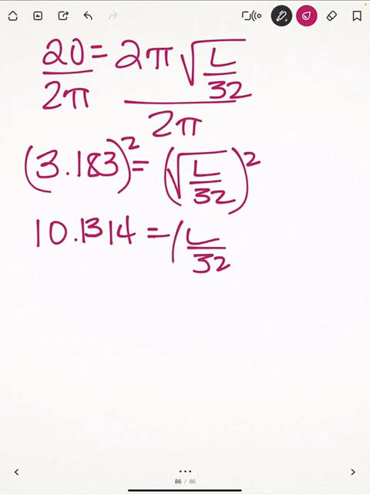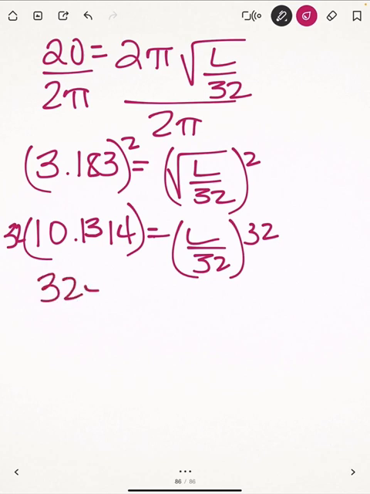And then lastly, we're going to multiply both sides by 32. Since we're dividing by 32, we want L by itself, or isolated. And we should get 324.20 feet, and that's going to equal L. So that's how long the pendulum will have to be.